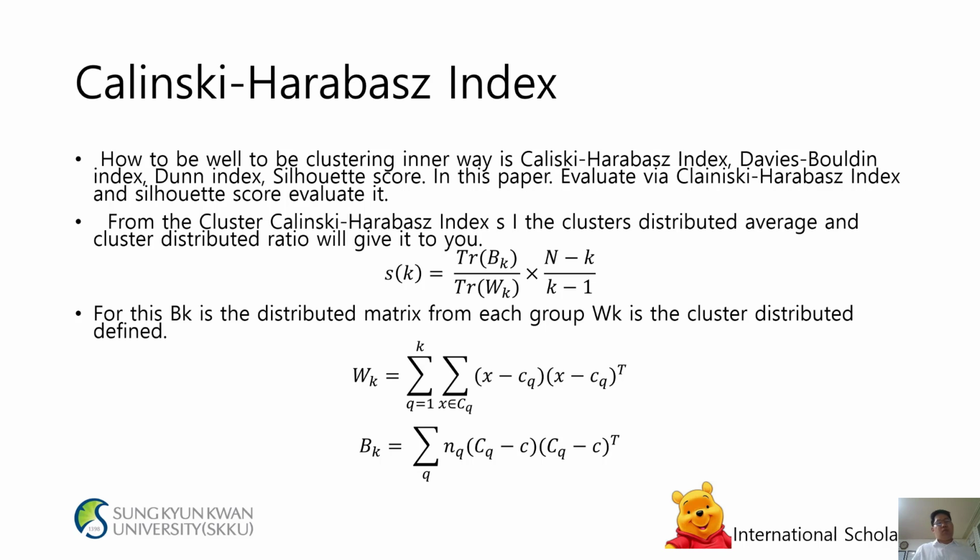For this, BK is the distributed matrix from each group. WK is the cluster distribution defined as WK equals the sum of (X minus CQ)(X minus CQ) transpose, and BK equals the sum of (CQ minus C)(CQ minus C) transpose.